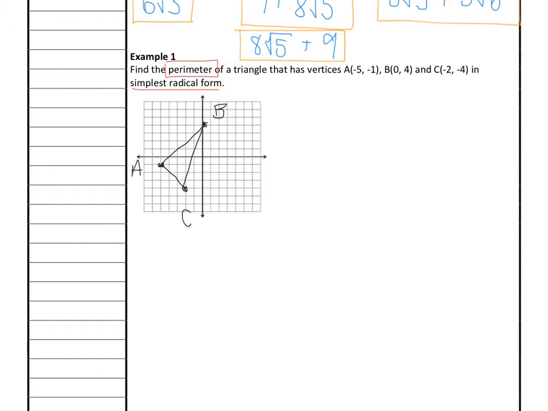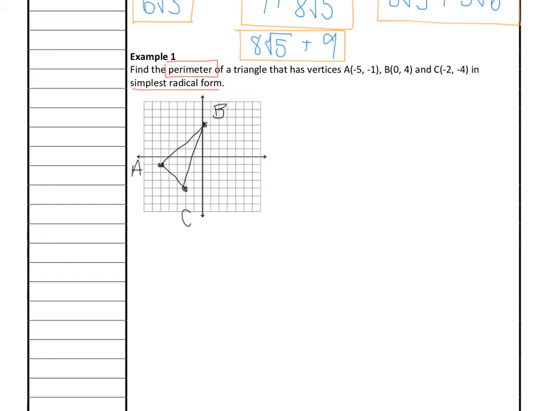There we go. Not too bad if I do say so myself. Alright, so now that we got that out of the way, we need to find the perimeter of this triangle. So meaning we need to find the length of each of these sides and then add them together.